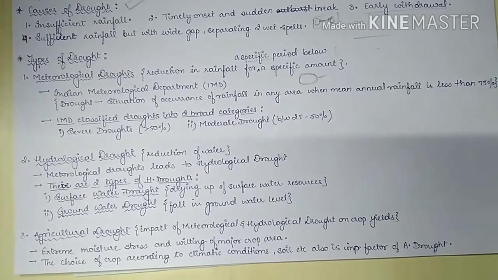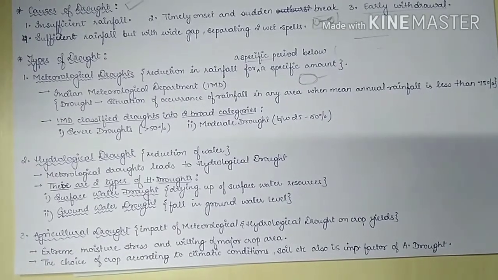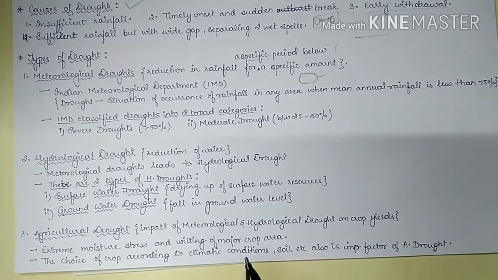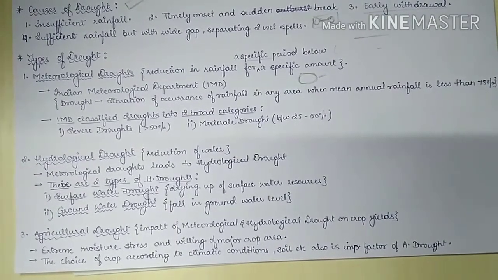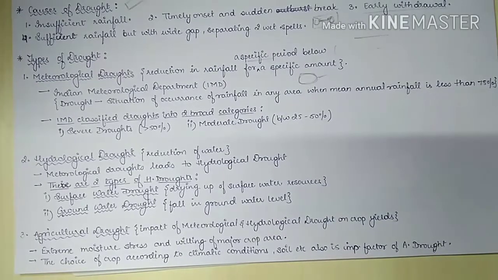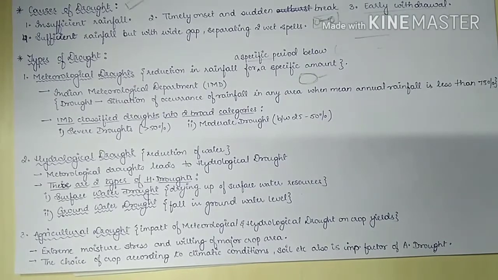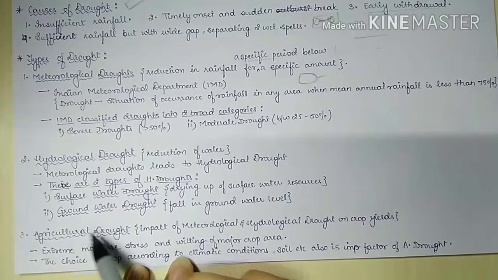Next we have agricultural drought. Agricultural drought is concerned with the impact of meteorological and hydrological drought on the crop yield. When the soil moisture and rainfall conditions are not adequate enough to support healthy crop growth to maturity, they cause extreme moisture stress and wilting of major crops. And this leads to the situation that is known as agricultural drought.